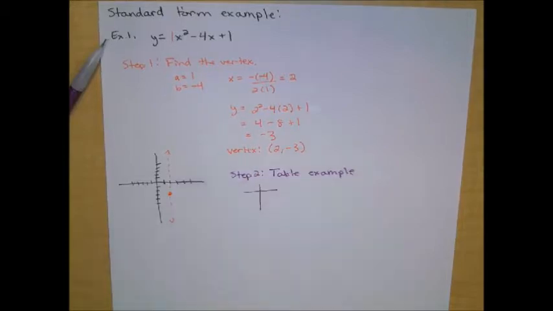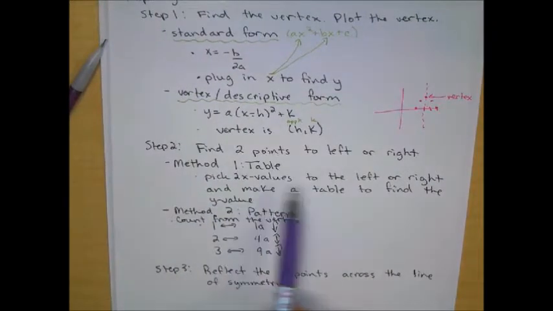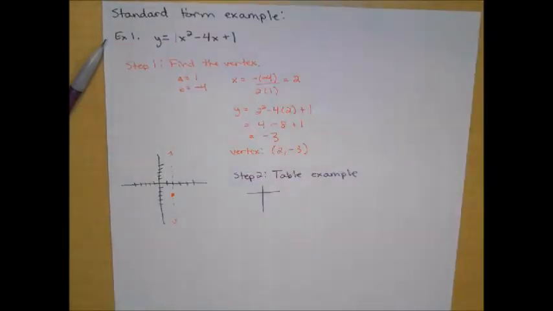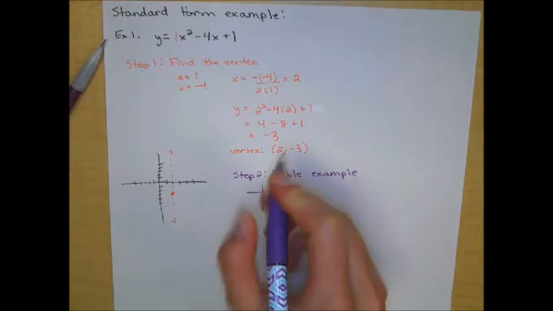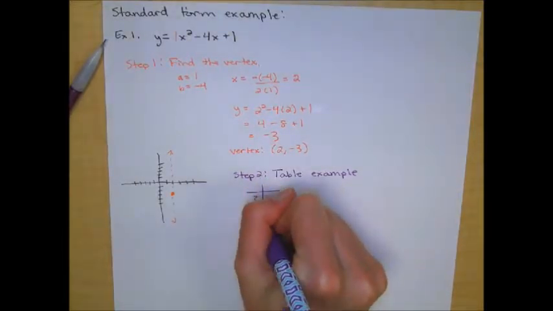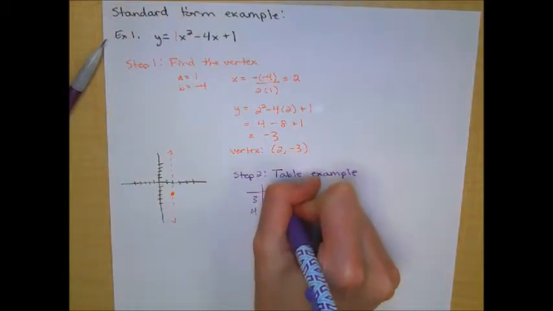We're going to make a little table. And for the table method, we're going to pick 2 x values to the left or right. I'm going to pick 2 to the left. Our x is at 2, so I'm going to pick 3 and 4. Plug them in to find our y.